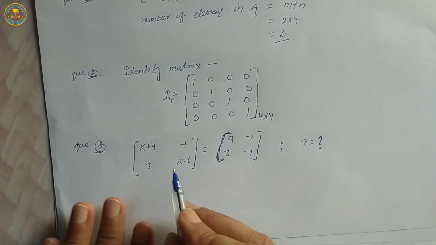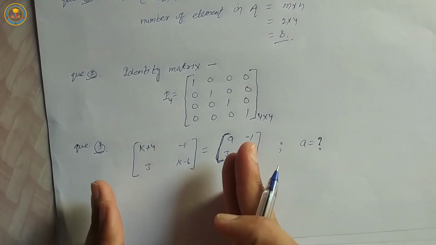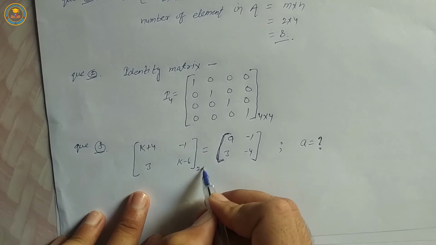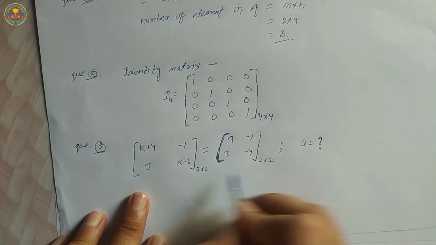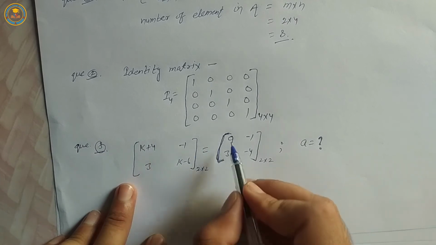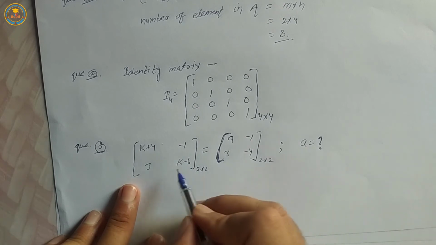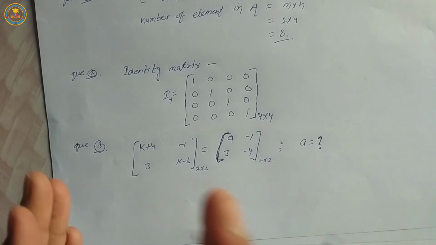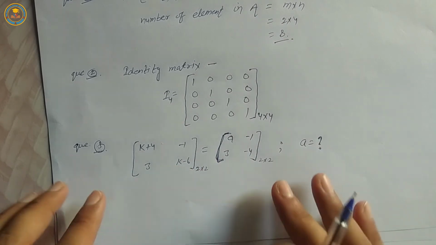Okay, matrix A is equal to matrix B. Equality of two matrices, condition: matrix A of order 2 by 2 and matrix B of order 2 by 2 are the same order. It means matrix A's first element k plus 4 is equal to a, the second element minus 1 is equal to minus 1, 3 is equal to 3, and k minus 6 is equal to minus 4, when matrix A is equal to matrix B.